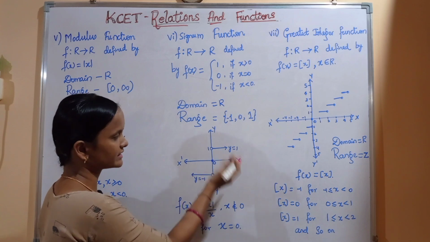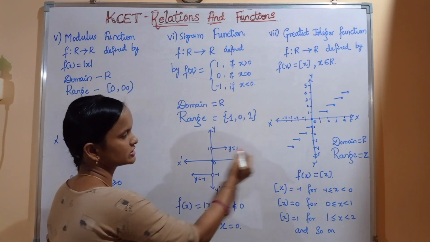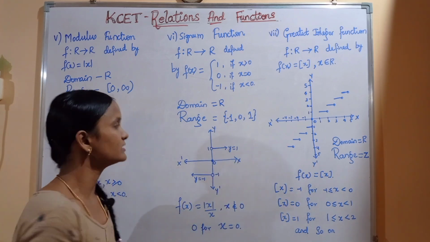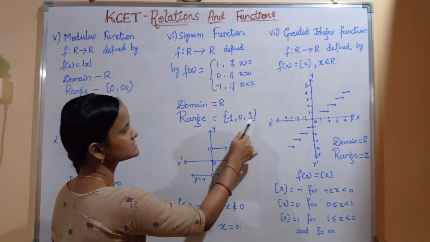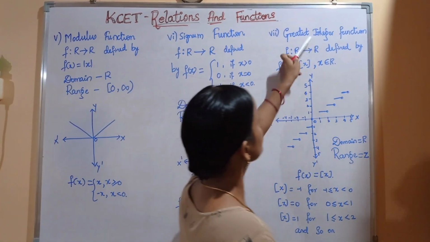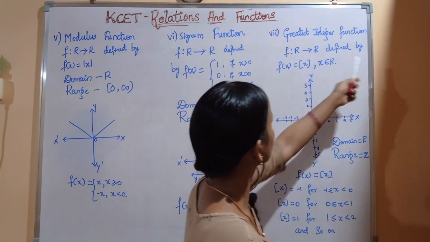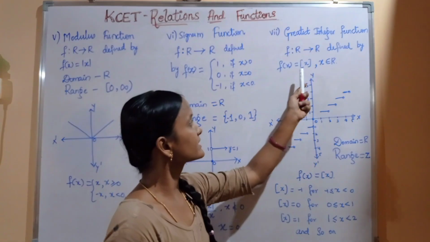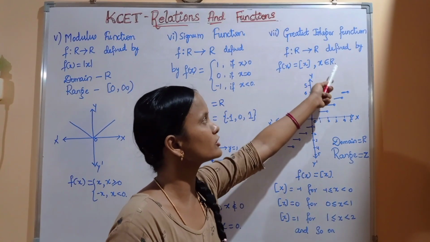Leaving 0, the other values are 1 if positive and minus 1 if negative. Therefore, the range will be minus 1, 0, 1 and the domain will be real numbers. Next, the greatest integer function f is from R to R, defined by f of x is equal to the greatest integer of x, where x belongs to R.